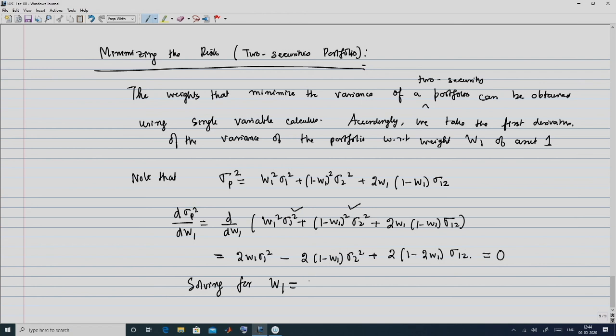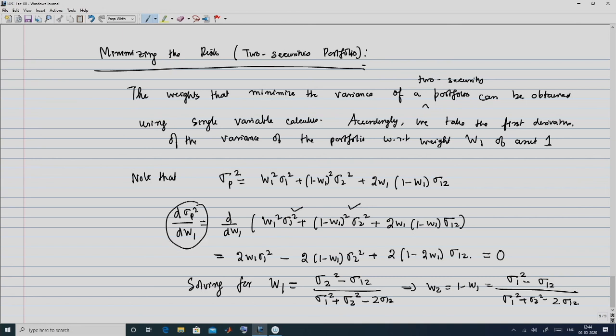and we can get that W1 is equal to (σ2² − σ12) / (σ1² + σ2² − 2 σ12), which implies that W2, which is 1 − W1, is going to be (σ1² − σ12) divided by (σ1² + σ2² − 2 σ12). You can also do the second derivative test and show that the second derivative of this expression is greater than 0, by making use of the properties of the first and second moments as well as the properties of covariance.